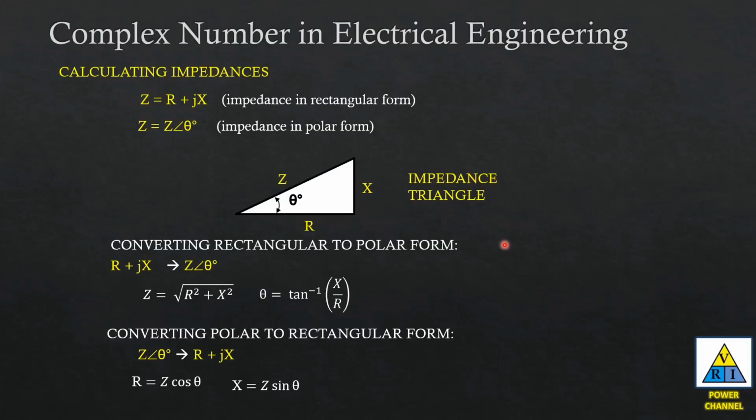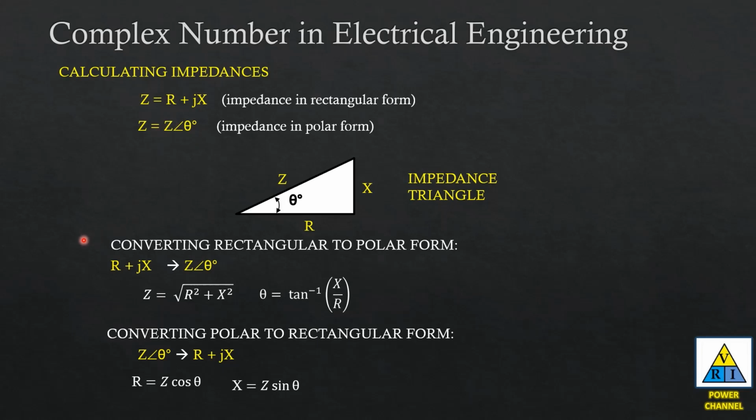Let's first review some basic knowledge about impedance. In this slide, we can see the impedance triangle represented by the resistance R, the reactance X, and the impedance Z. We can write it in rectangular form, R plus jX, or in polar form, Z angle theta.